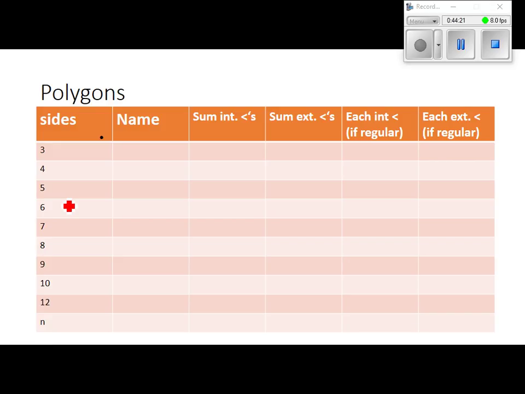All right, draw this. I don't care how you draw it on your paper. 3 sides. You already wrote it down once. 3 sides. Put the name. We're going to fill in the sum of the interior angles, sum of the exterior angles, and if it's regular, what each interior angle is, what each exterior angle is. I don't care how you get it on your paper. You do whatever you need to do to make it make sense to you.